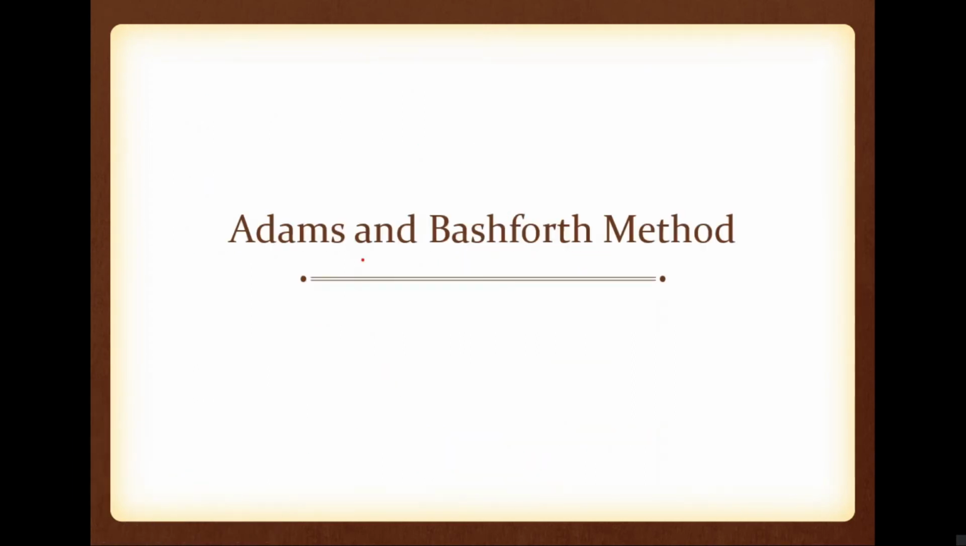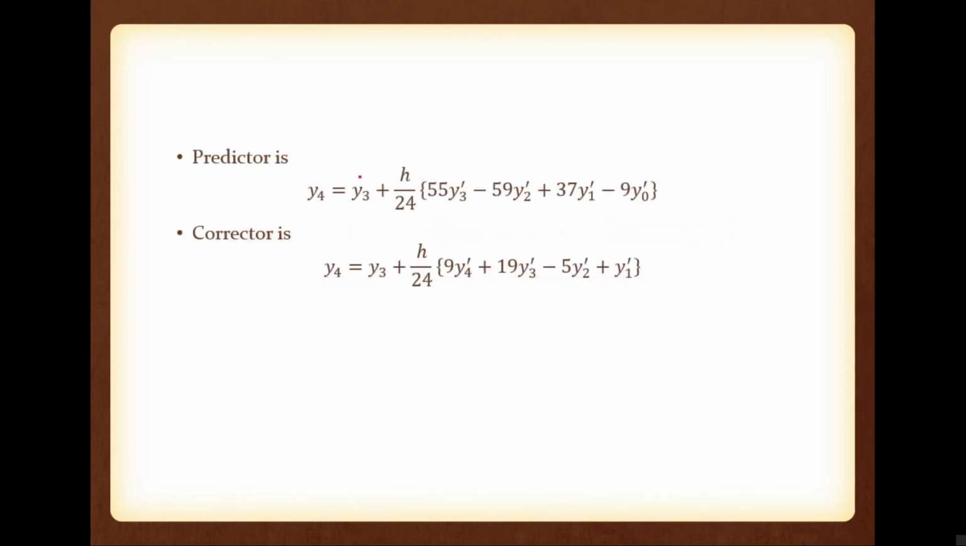So next one is the Adams-Bashforth method, and these are the predictor and corrector formulas. The predictor formula is y4 is equal to y3 plus h by 24 into 55 y3 dash minus 59 y2 dash plus 37 y1 dash minus 9 y0 dash, and the corrector is y4 is equal to y3 plus h by 24 into 9 y4 dash plus 19 y3 dash minus 5 y2 dash plus y1 dash. So please note down this predictor and corrector formula.